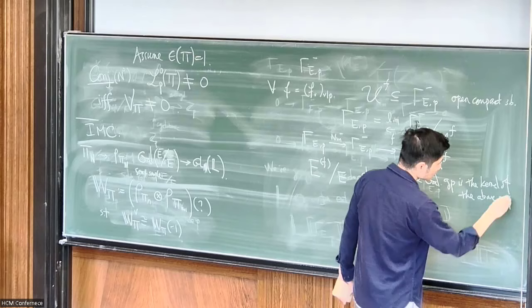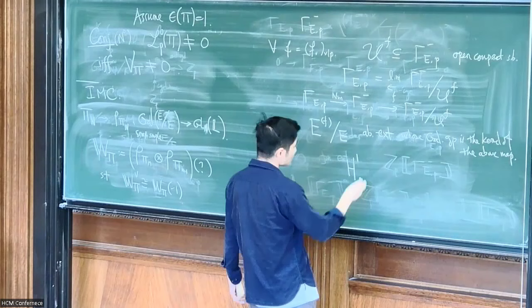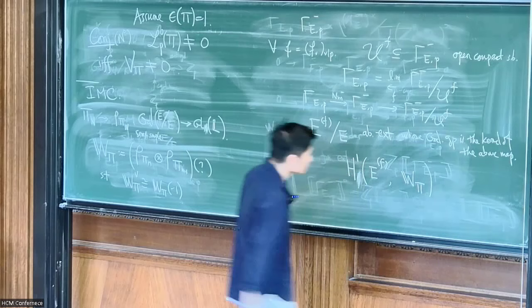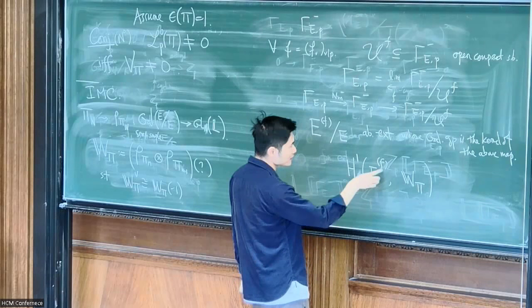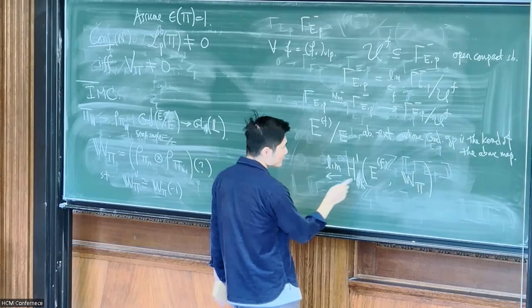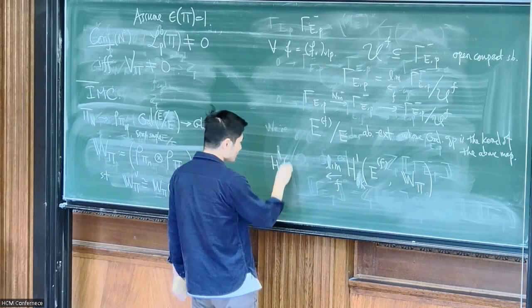Okay. Now, for each finite extension, you can consider the Bloch-Kato-Selmer group. I'll put a BK here. I didn't put F here because I already use F for conductor. So I just use BK for Bloch-Kato. Okay. And I take the inverse limit with respect to the co-restriction map. And I denote this by H1 BK E infinity W pi.